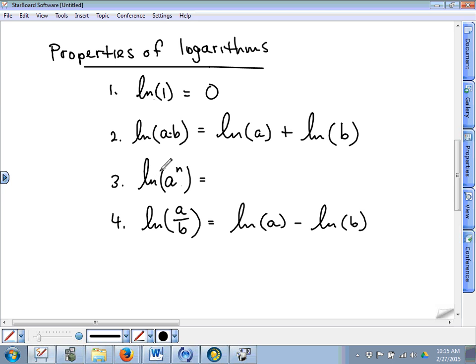But you did learn this last year. What can you do with this power? You put it in front of the ln. Move it down to the front. So this is n times the natural log of A. Those 4 properties you're going to have to use in today's lesson.